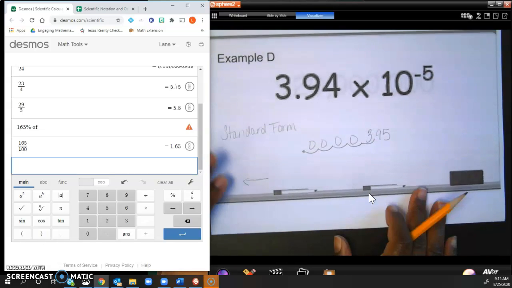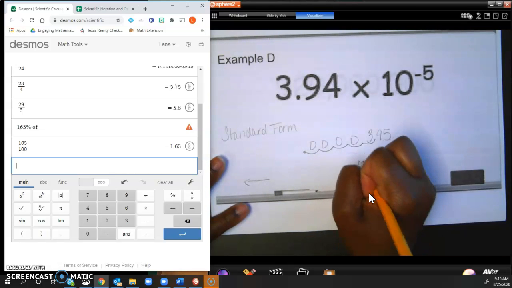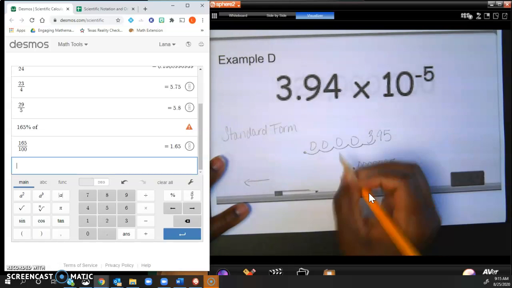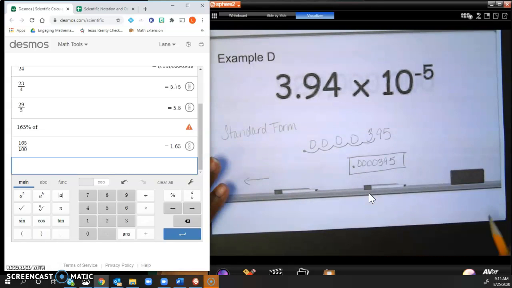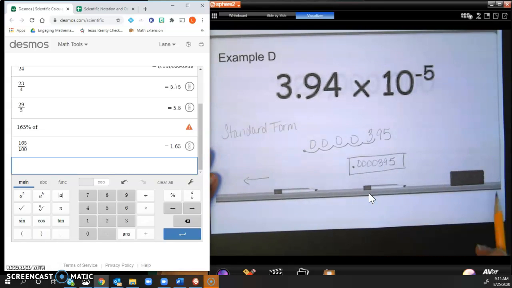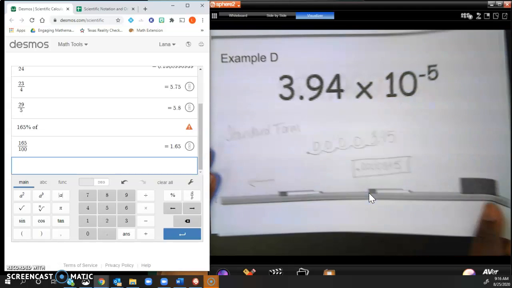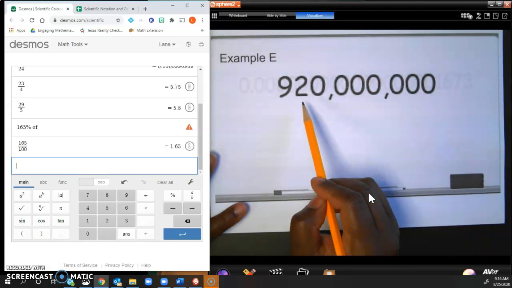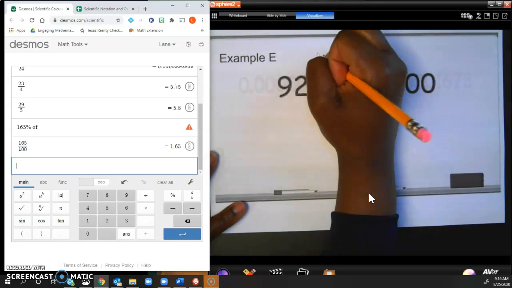Put in my placeholders. And my answer in standard form is here. So that is how you go from scientific notation to standard form. Okay. Next, I'm going to go from standard form to scientific. So this is known as your standard.